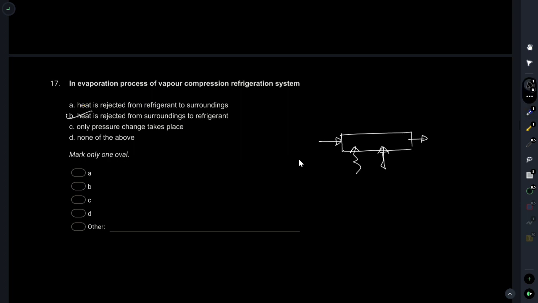Still, let us read the other statements. Only pressure changes take place. No, there is actually no change in pressure. So here option B will be the correct answer. Moving further.